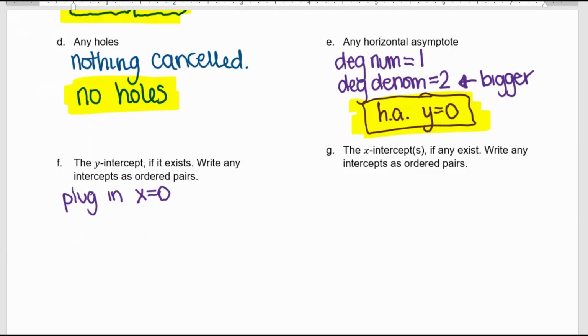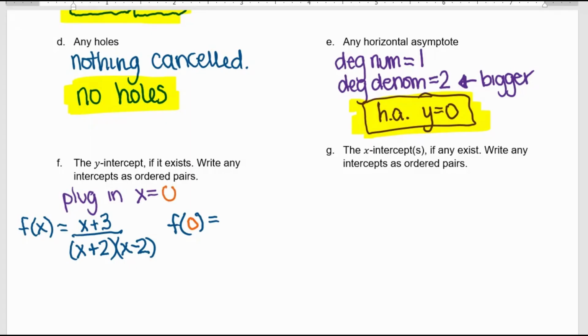So if we are going to do this, because nothing simplified, you could use the original version. But because I want you to get used to using the simplified version, I'm going to use our factored version of x plus 3 all over x plus 2, x minus 2. And we are going to plug in 0 every time we see an x.